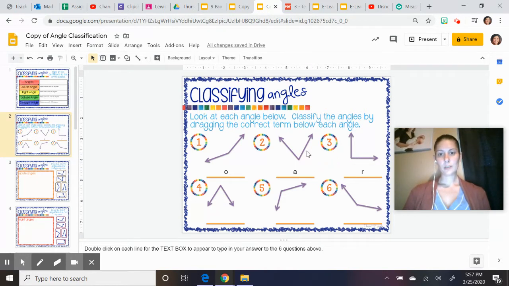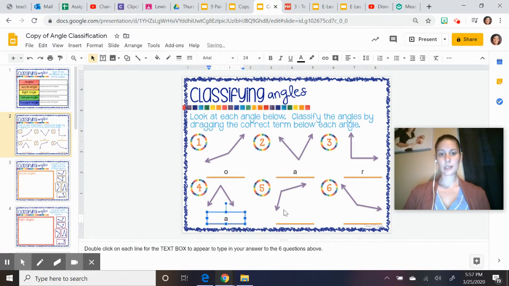Okay, this one looks like this one just flipped upside down, so that one is acute. It's going to measure less than 90 degrees. This one is larger than 90 because this would be 90 here, so that would be obtuse. And this one, same thing. It's larger than that square corner, and so that would be obtuse.